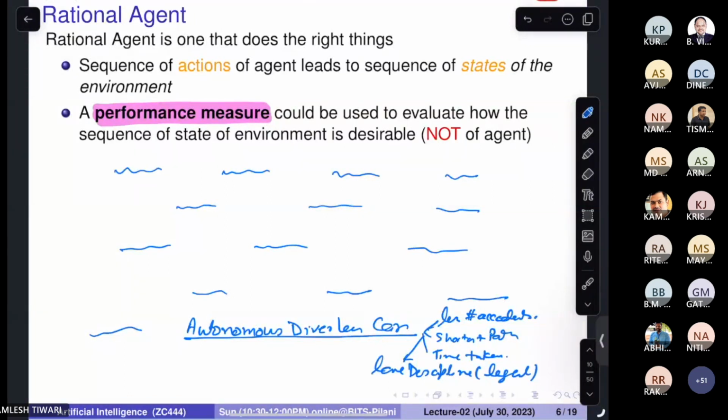Legal, you want to say how legal he is driving? Yeah, traffic rules. How many traffic rules it is following? Okay. Distance it is maintaining from the vehicle which is in front. This is again a legal one. Anything else?